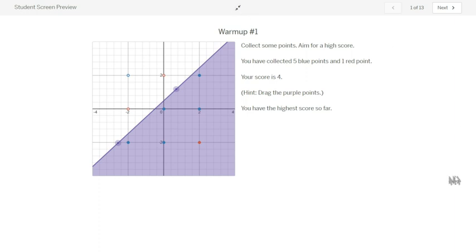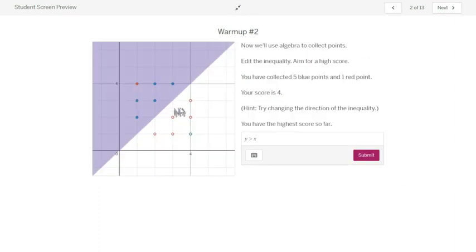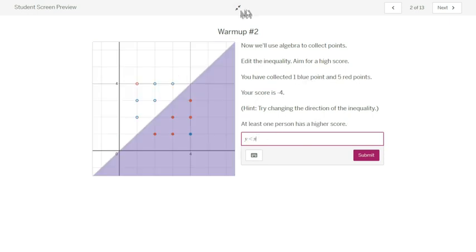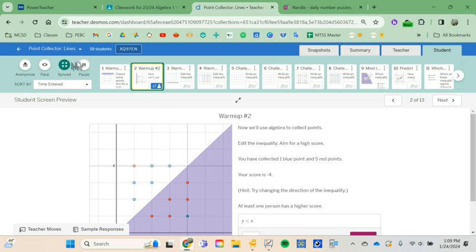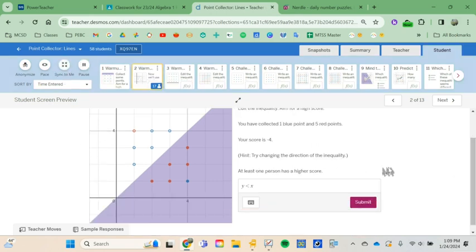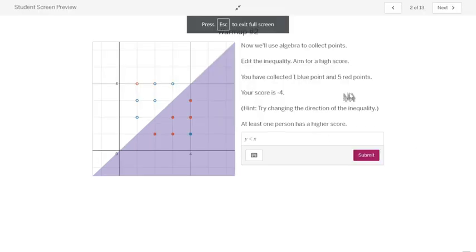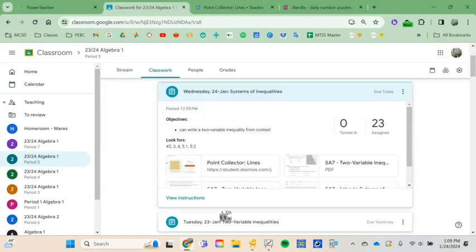Okay, so keep going through the screens. Once you get to the next screen, you can't drag the purple lines anymore. You've got to change the inequality somehow. Sorry, I can unsync you. Now you're free. I can control your screens, which is kind of wacky. I unsynced it, so you should be good now. Keep going through the screens, please, and we'll do this for another 5 minutes or so.